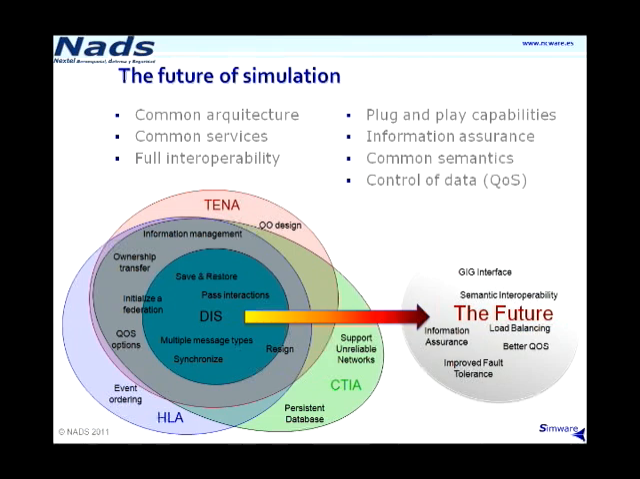Any new elements in simulation will be able to join at any moment with a plug-and-play capability. There will also be full information assurance capabilities in this standard. Information assurance covers all the security requirements for information, like confidentiality, integrity, authentication, etc. These security requirements are now very, very important.